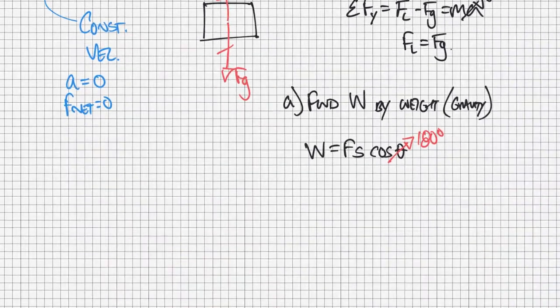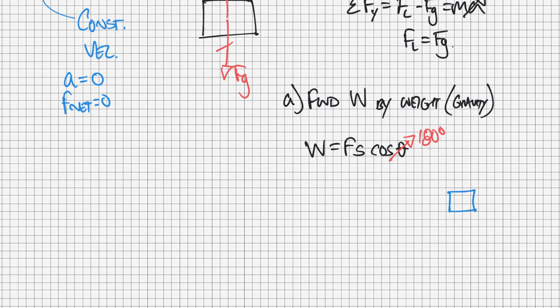If we were to redraw our scenario, here's our object, right? Our displacement, S, is that direction. Our force is that direction. So that's 180 degrees between the two. Remember, we can slide individual vectors, so I could redraw this S vector here, and this is the angle that we're looking at. That's our theta. So with this, I can simply say, okay, well, my work is going to equal the force of gravity times the displacement times basically -1.